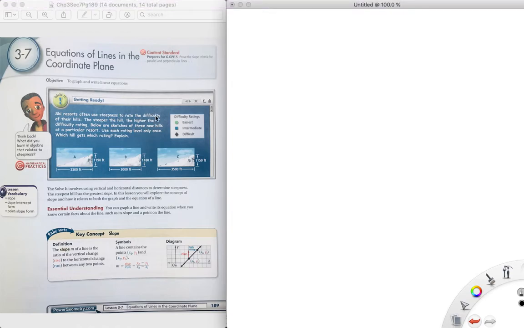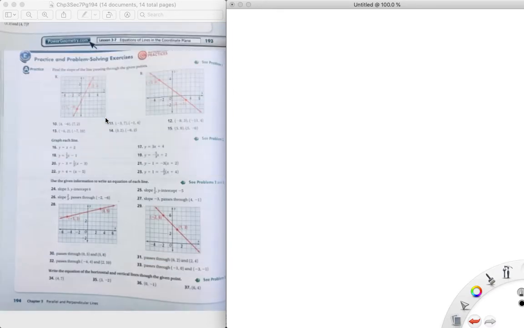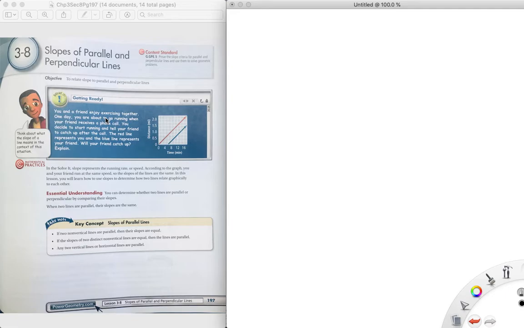Okay, this is section 3.8, actually. Slopes of parallel and perpendicular lines. If we have two lines that are parallel, I'm going to use this symbol. That's my parallel symbol. If I have parallel lines, their slopes are identical. They're the same for two or more lines.